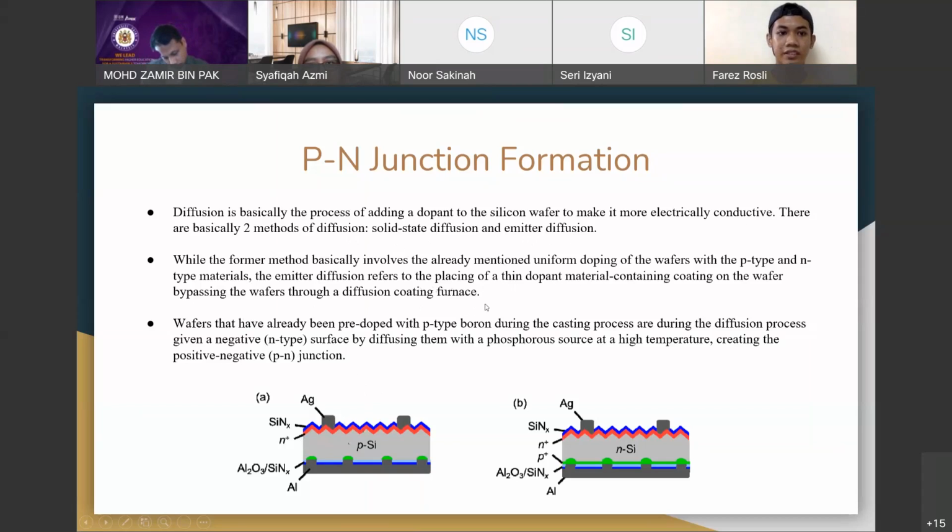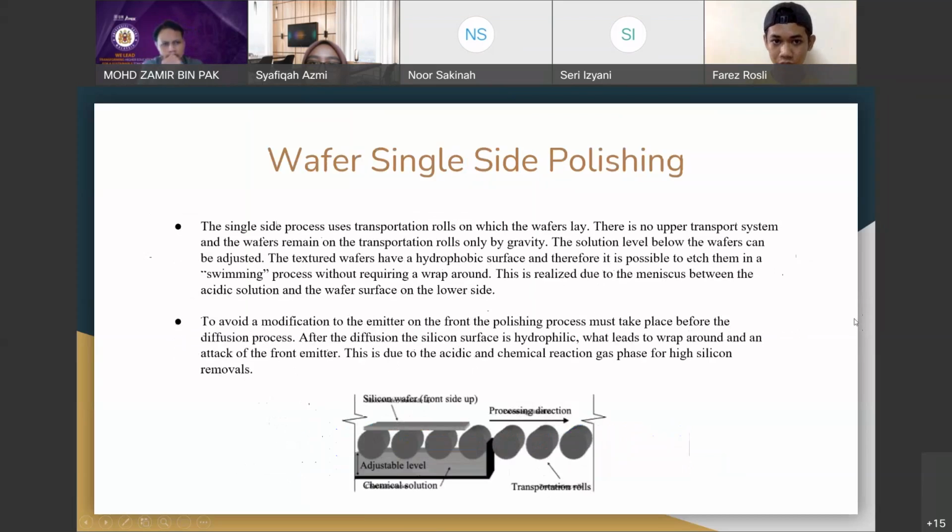diffusion coating furnace. So wafers that have already been pre-doped with P-type boron during the casting process are given a negative N-type surface during the diffusion process by diffusing them with a phosphorus source at a high temperature, creating the positive-negative, which is the PN junction. So next slide. So next is wafer single side polishing.